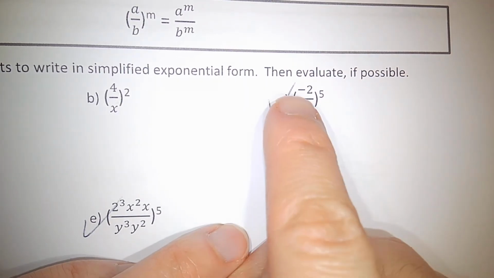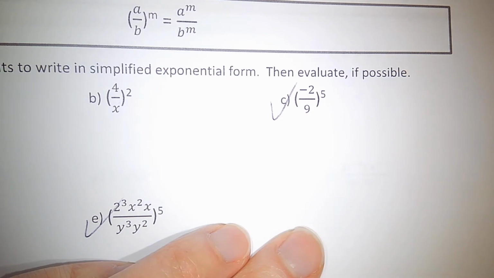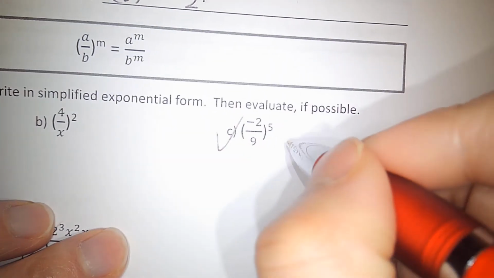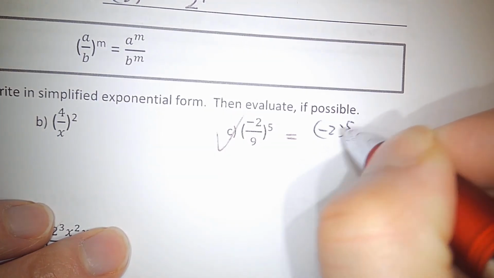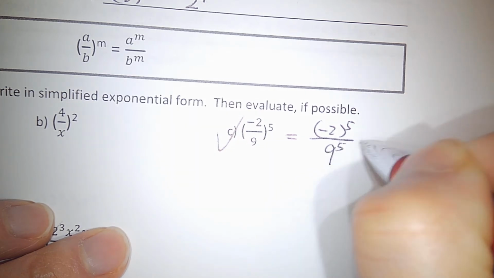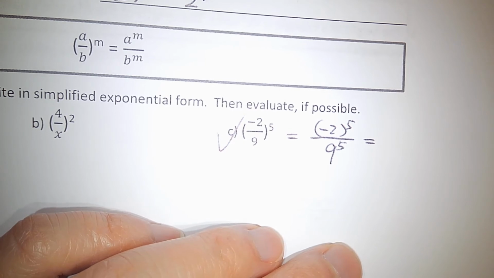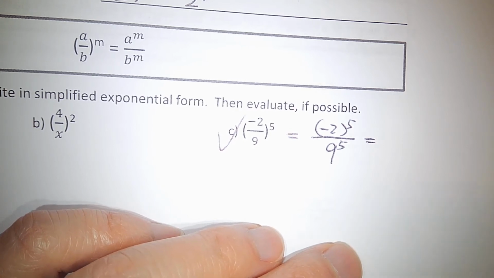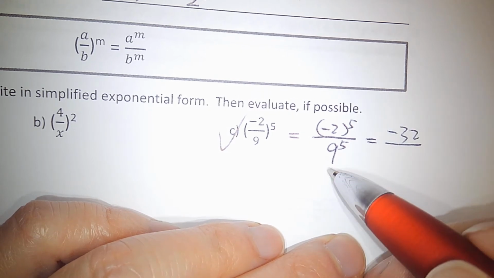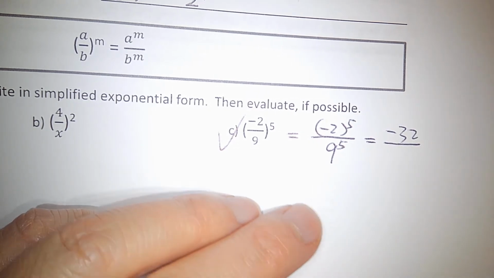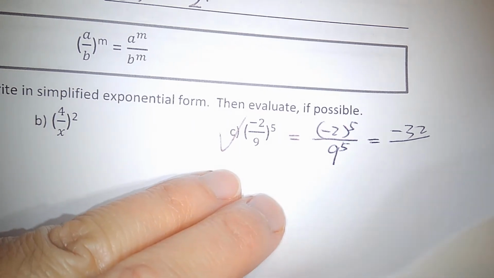Alright, so let's practice these questions. -2 over 9 to the fifth. Simplify and evaluate. What should we do? Numerator -2 to the fifth divided by denominator 9 to the fifth, right? And use your calculator. -2 to the fifth power gives us -32. What is 9 to the fifth? You just did it, right? Check your previous results, or you can redo it.